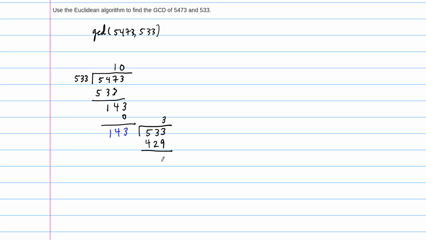So this is going to be 104, I believe, right? So 533 minus 429, that's 104 for sure. And there's a remainder, so I'm going to color code this one as well. So we've got these successive remainders. Let's make this one red.